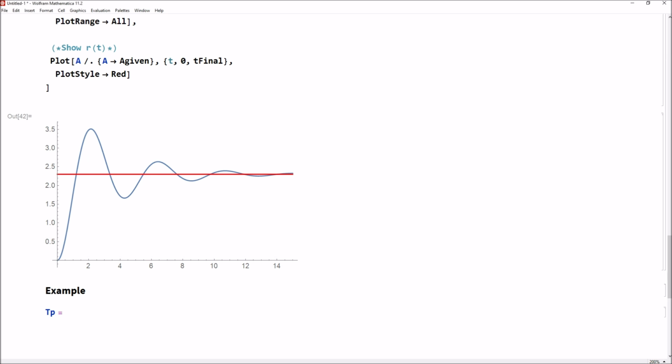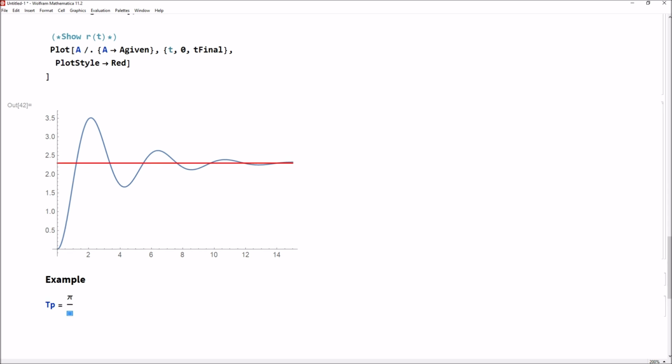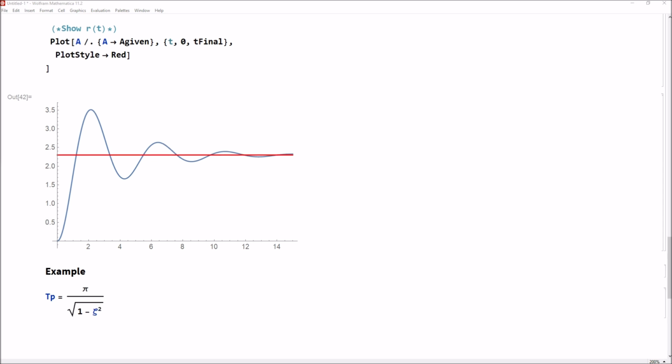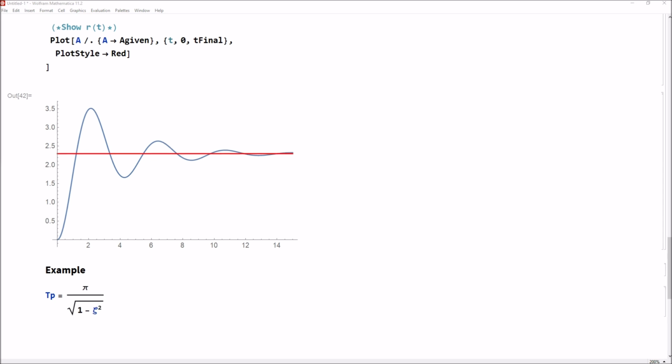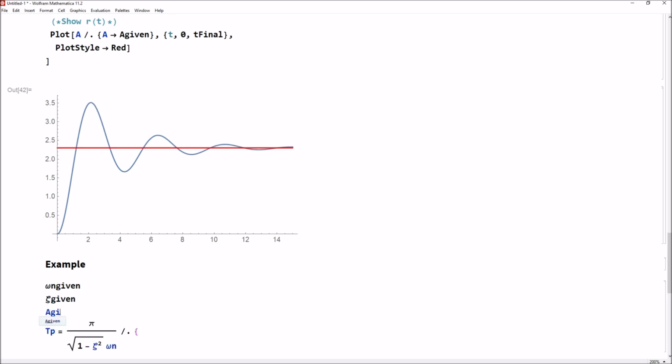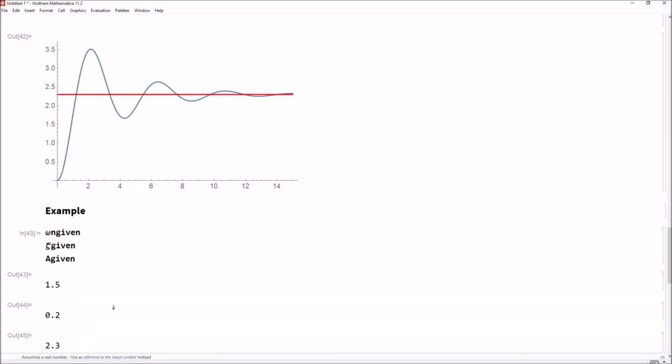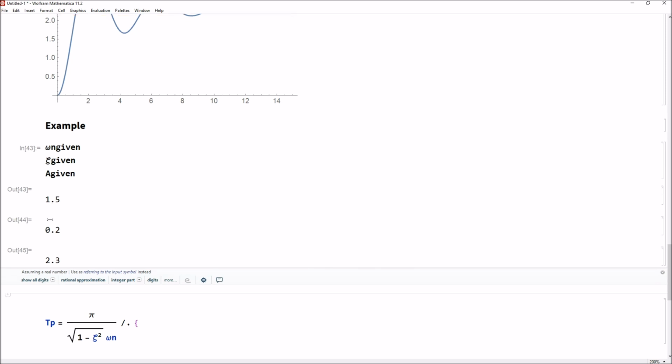We said this was pi over the square root of 1 minus zeta squared, times omega n. Do we already have an omega n given? Yes, we did. Do we have zeta given? Yes. These are the values we defined previously in our example, so these are the numbers we're using here.